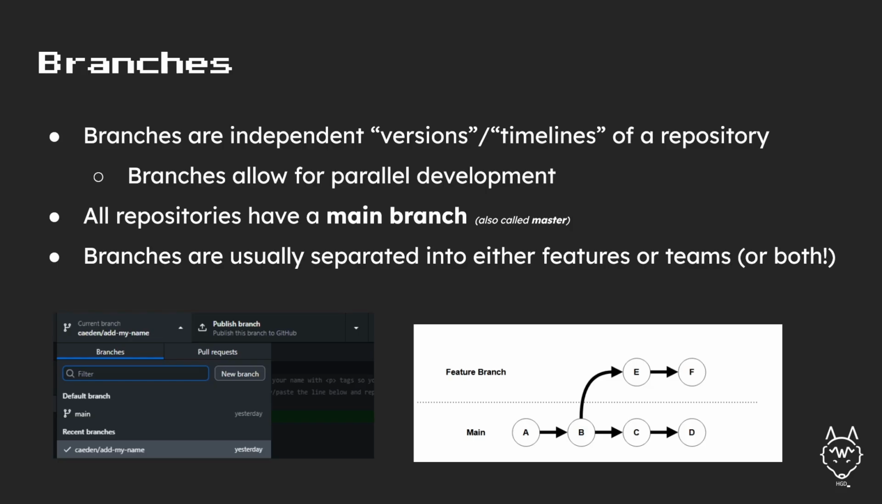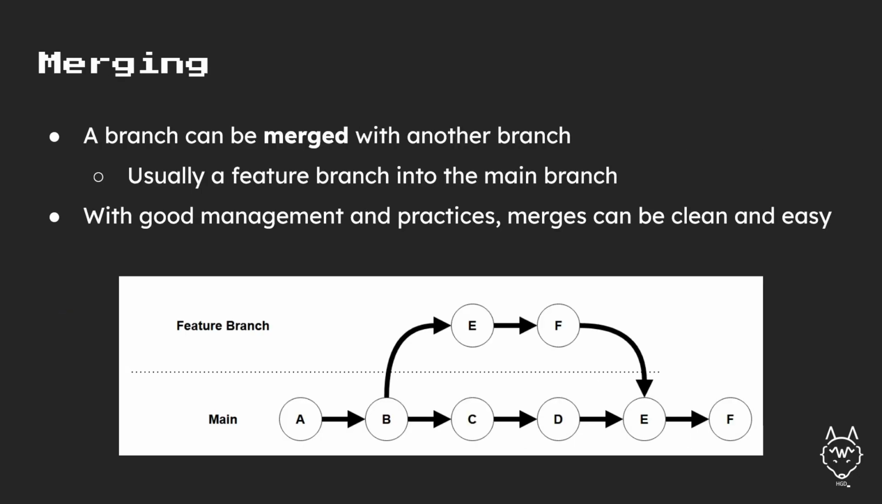And then branches are usually separated into either features or teams. It depends on how you organize your work with your team. Yeah, so merging. A branch can be merged with another branch. When you do merging, it's usually merging a feature branch into the main branch. And with good management and practices, merges can be clean and easy.